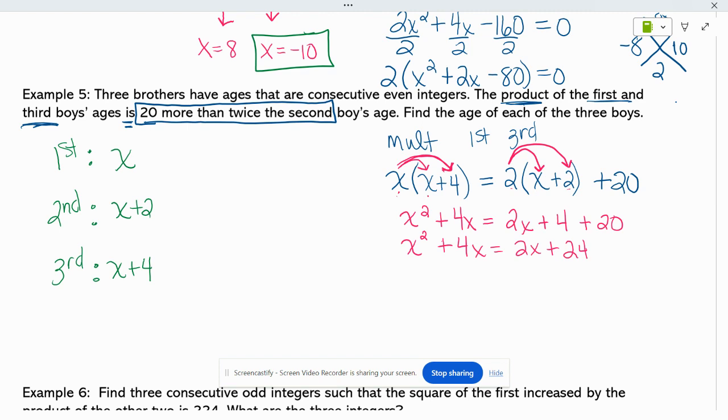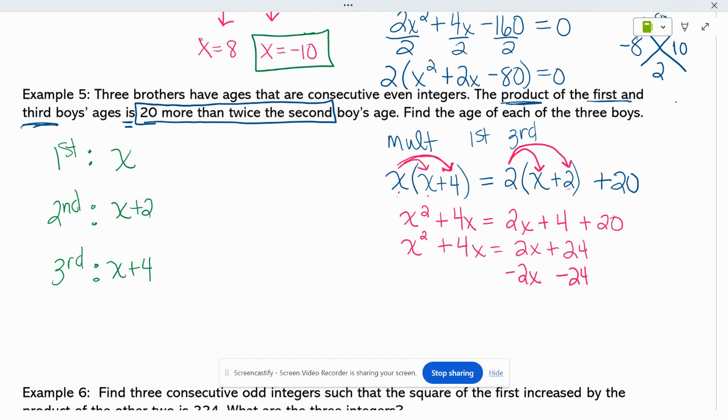equal to 0. Bailey, what do I have to do to get one side equal to 0? What do I have to move away? What do I have to subtract? 24 and what else? What else is on that side? Yes. I'm going to subtract 2x and 24 from both sides. So minus 2x, minus 24.